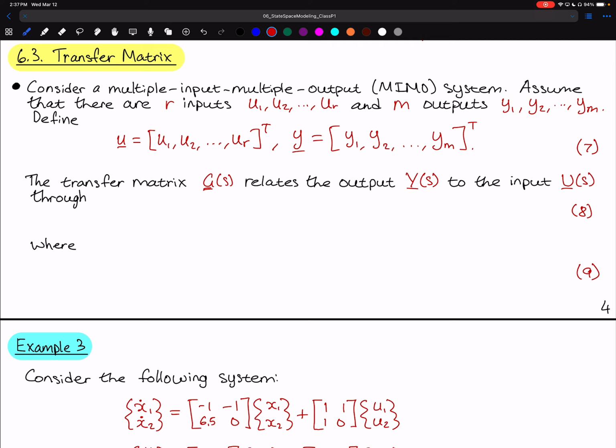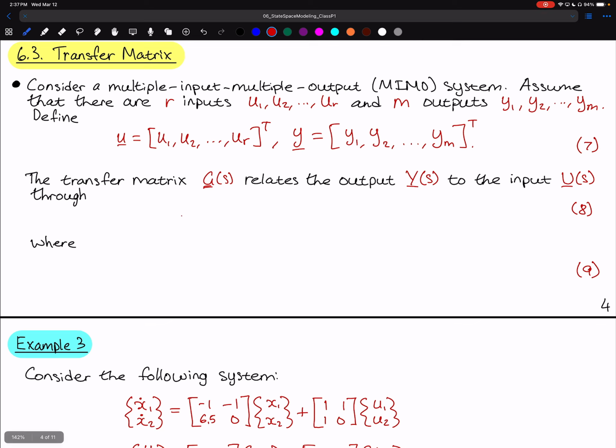So then our transfer matrix, which we'll write as G of S, relates the output Y of S to our input vector U of S. So we would assume somewhere that you've done a Laplace transform and you've converted into the complex domain, so everything is now dependent on S rather than on time. And then we can write that our output is equal to this transfer matrix G of S times the input vector U of S, or sorry, the Laplace transform of that input vector.